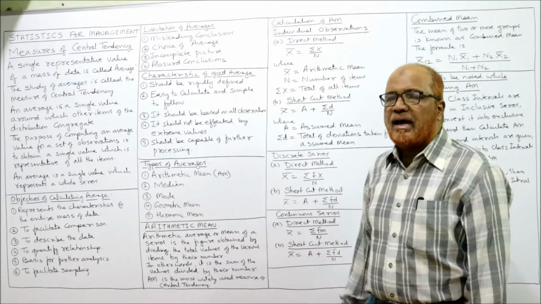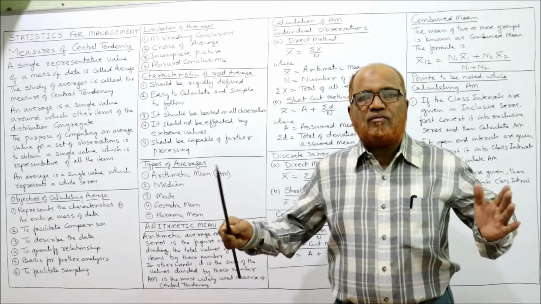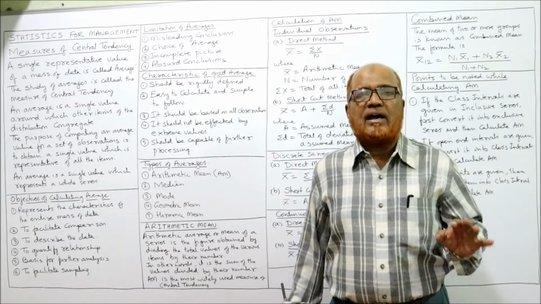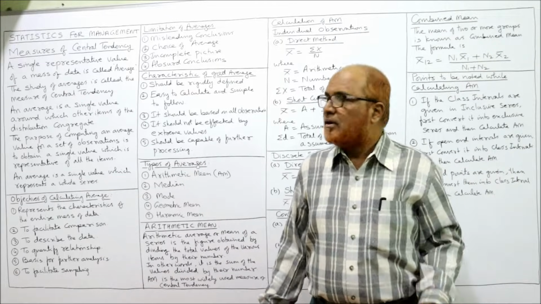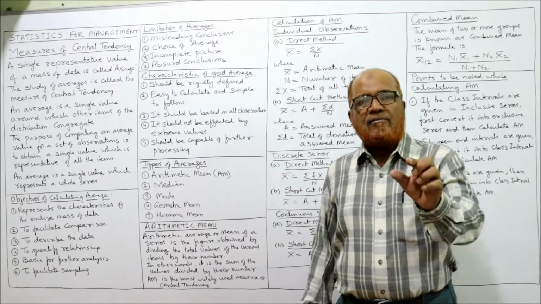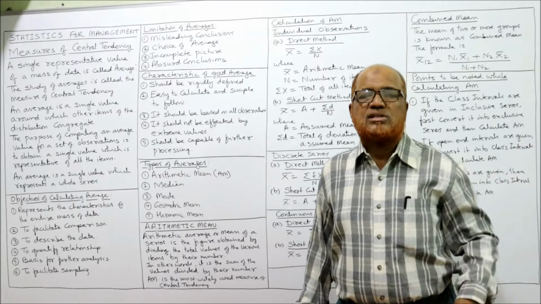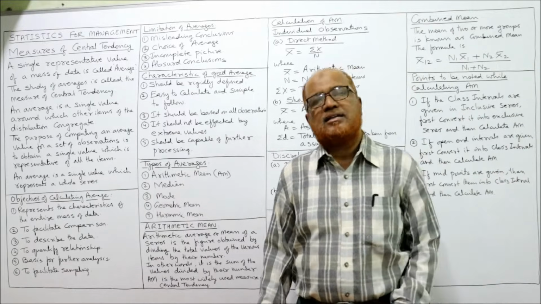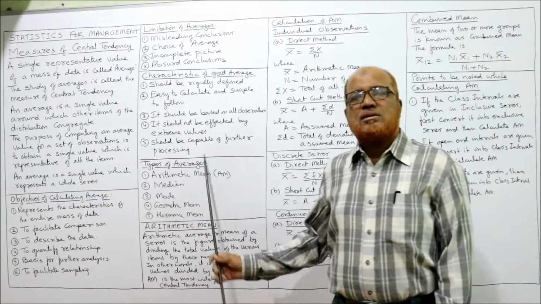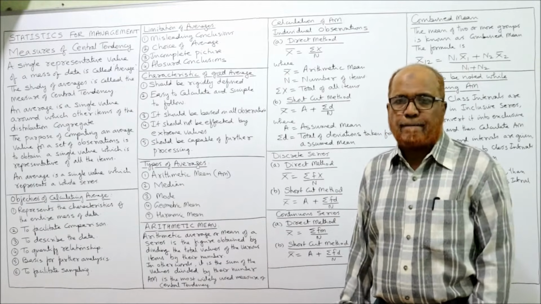It should not be affected by extreme values. Suppose there are some extreme values, ignore those extreme values and then calculate the average. Next one is, it should be capable of further processing. The average should be such that it can be used in further statistical techniques. So these are some of the characteristics which must be possessed by a good average.